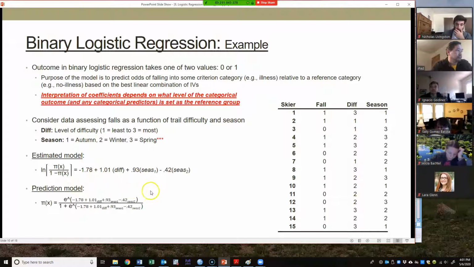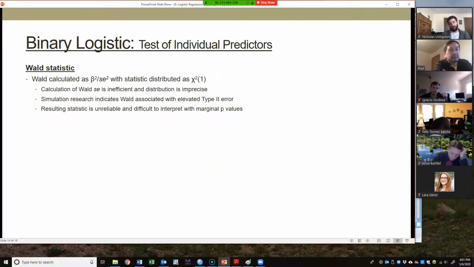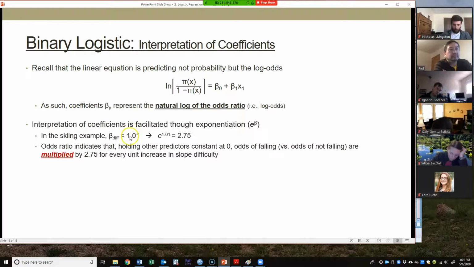Who likes that? I don't like that. I don't know what that means. But we can take that coefficient and take base e to that coefficient. We exponentiate this, and what we end up with is not a log odds, but an actual odds value, or odds ratio. What this exponentiated value gives us, holding all other predictors constant at 0, is the odds of falling versus not falling for a unit increase in difficulty.